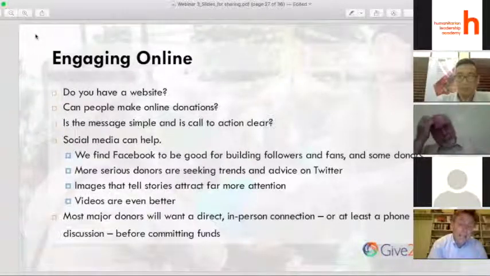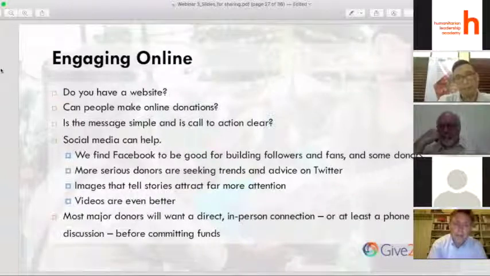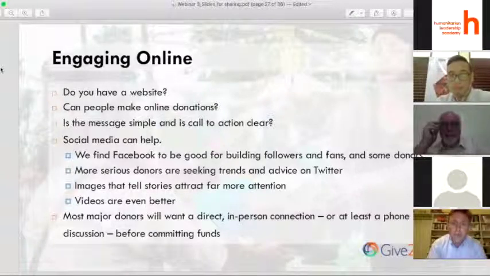But in the end, it's about getting the introduction to the donor who may give a significant amount. And so most major donors will want a direct in-person connection or at least a phone discussion before committing funds. So be prepared that you'll need to have that relationship with donors and make them in a way partners for you.